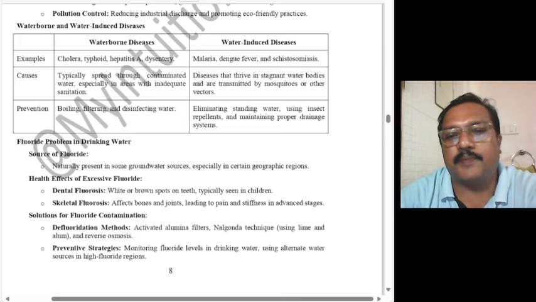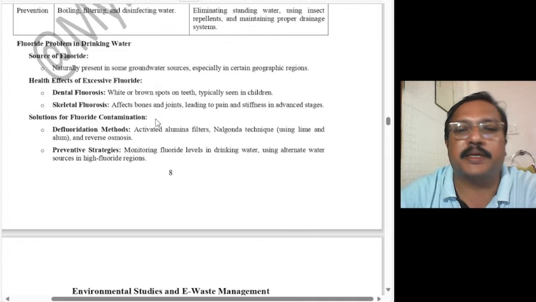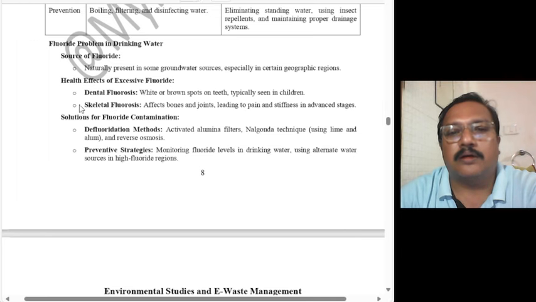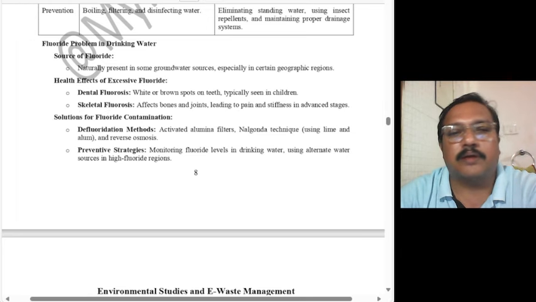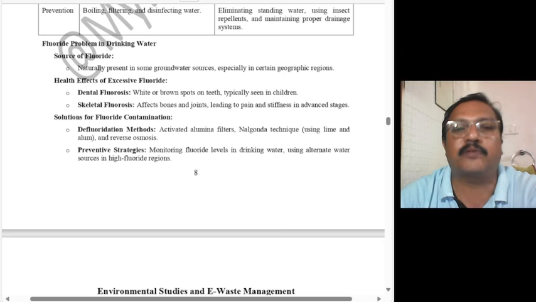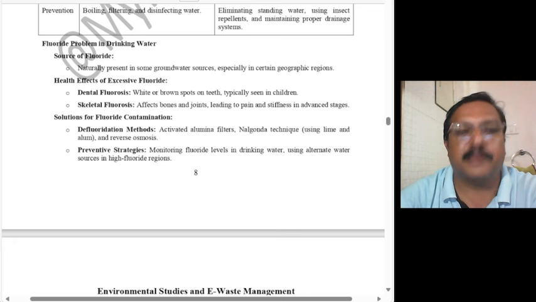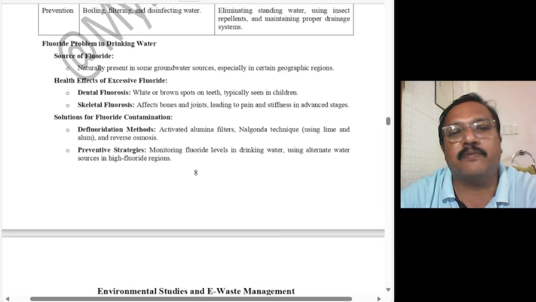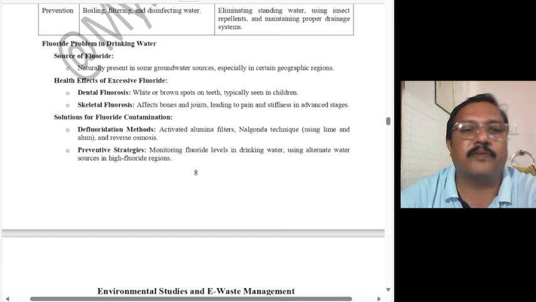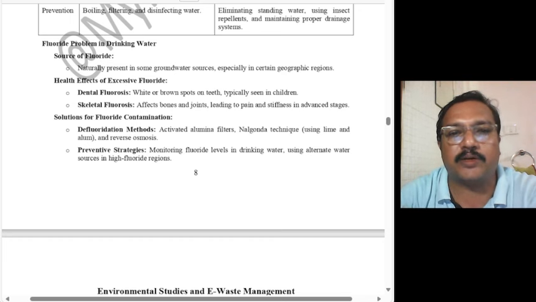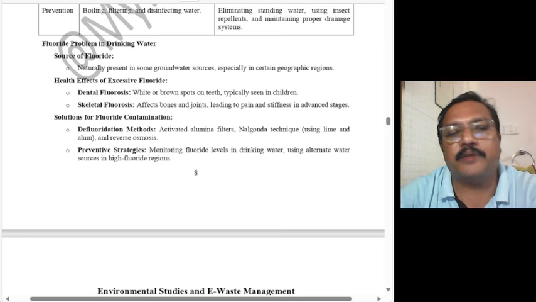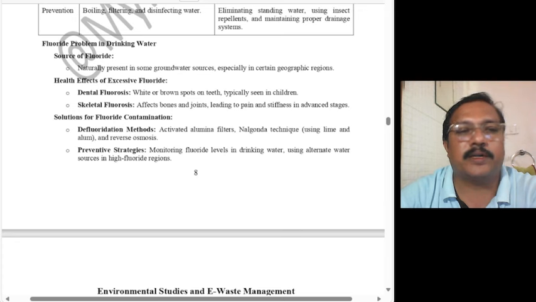Then comes the fluoride problem in drinking water. Fluoride is often added into water in small amounts to keep our teeth healthy. But too much fluoride in drinking water can actually cause health issues. So let us look at where this fluoride comes from, what health problems it can cause, and how we can reduce the high levels of fluoride in water.